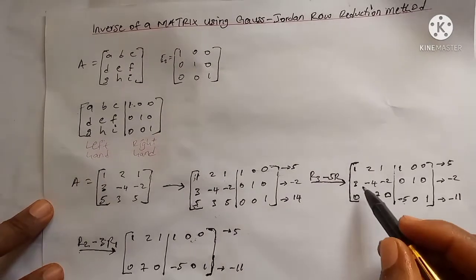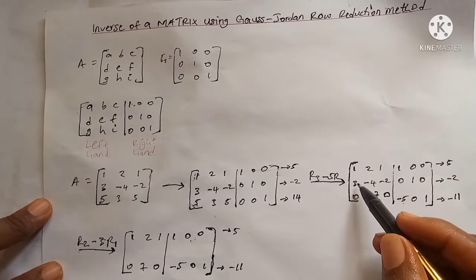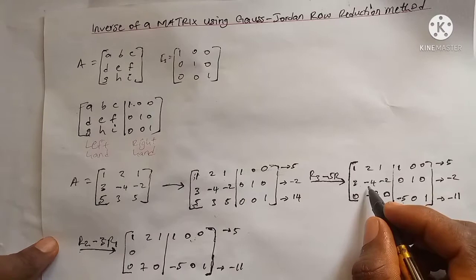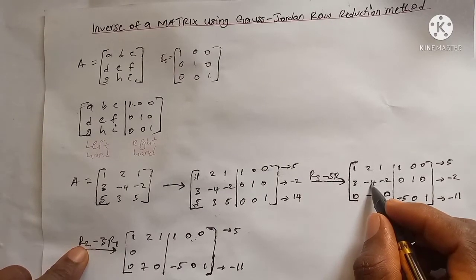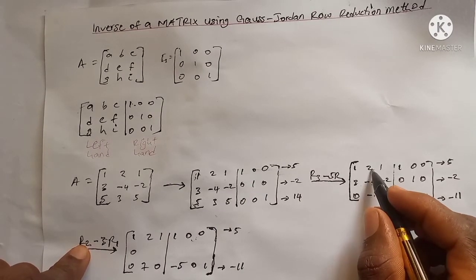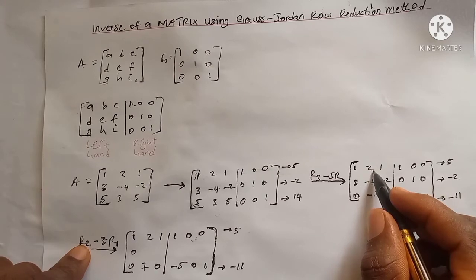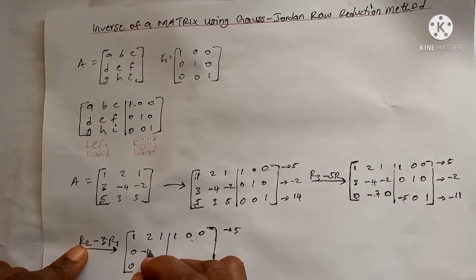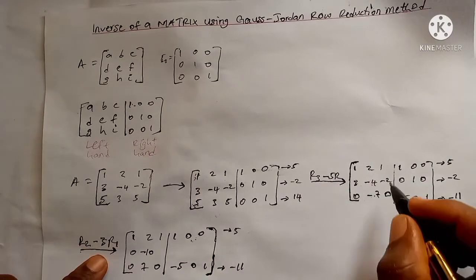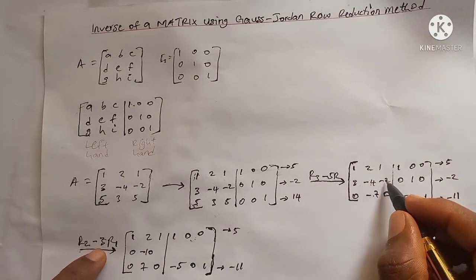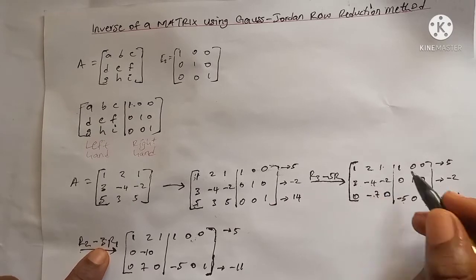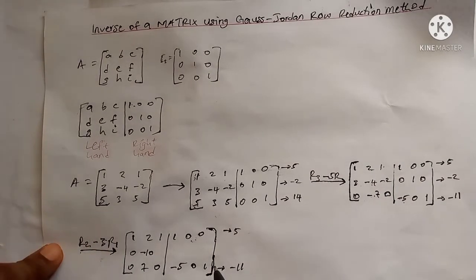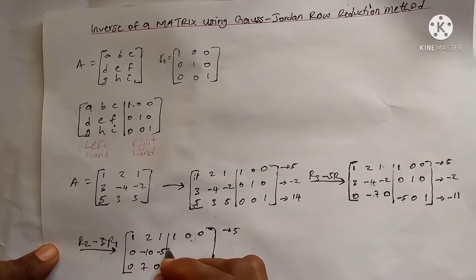Alright, now 3 minus 3 times 1 is the same as 3 minus 3, which will give us 0. Minus 4 minus 3 times 2 is the same as minus 4 minus 6, which will give us minus 10. Now, the next one is minus 2 minus 3 times 1, which is the same as minus 2 minus 3, which will give us minus 5.